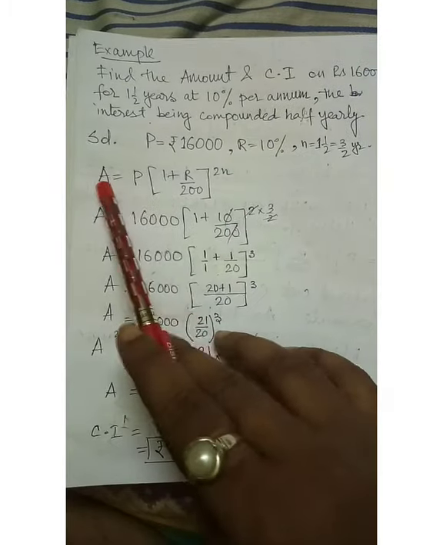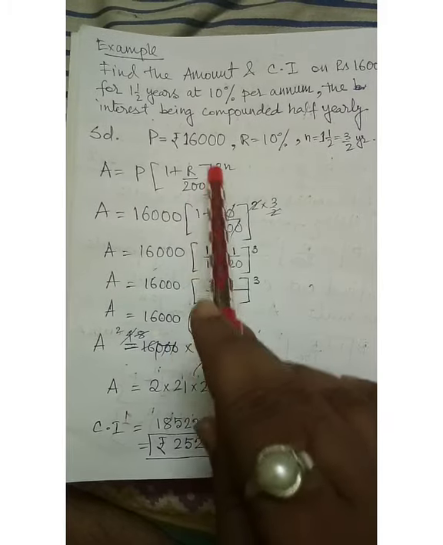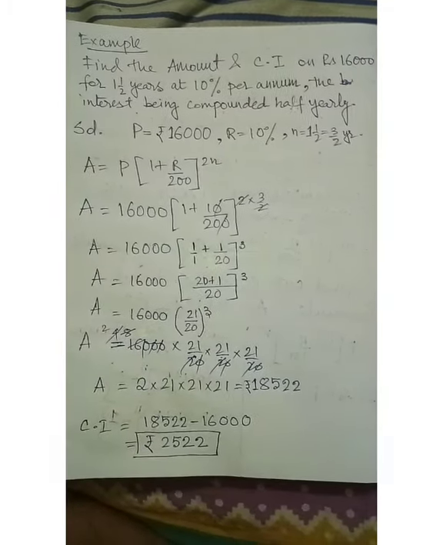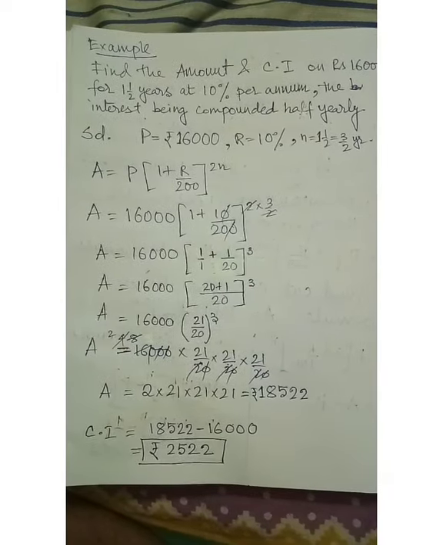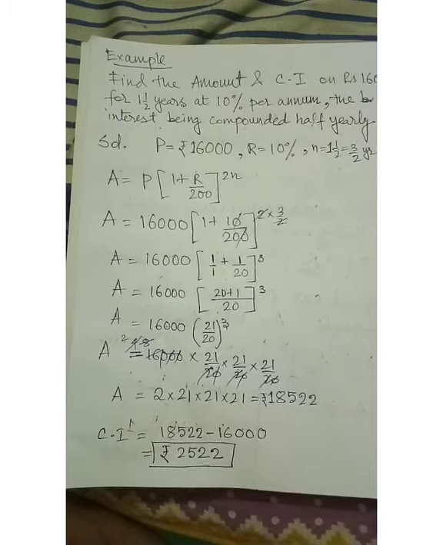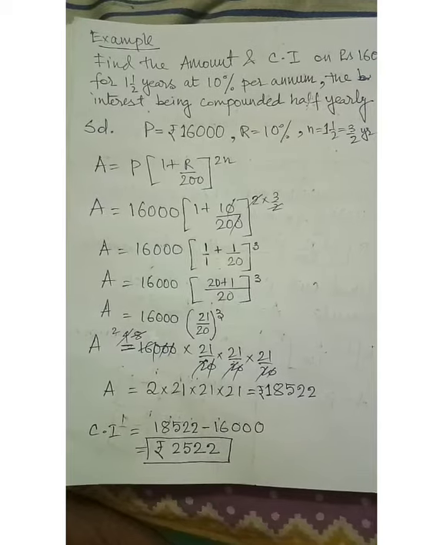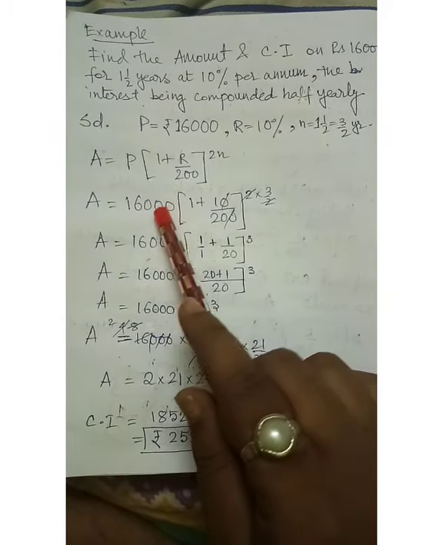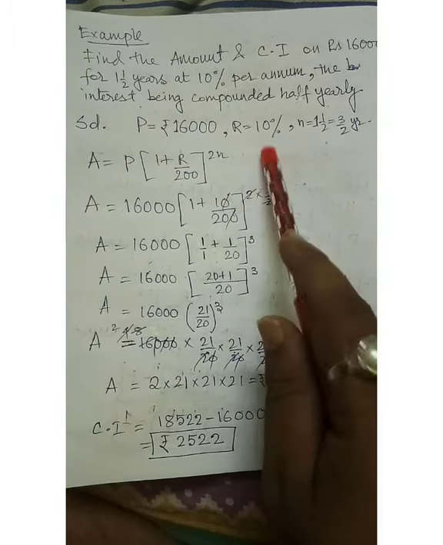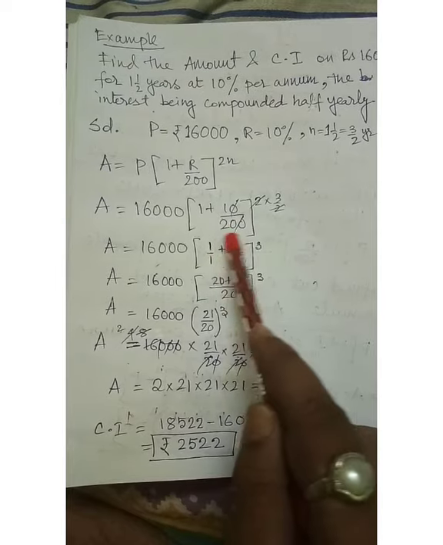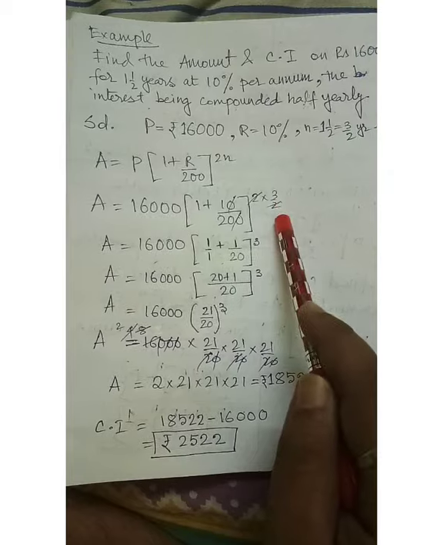See now, A equals P in bracket 1 plus R by 200 to the power n. The same formula, in the previous page I've shown you how the formula came. Now see, when you are putting the value, you have to be very cautious. P equals 16,000 written in bracket 1 plus R, which is given 10%, 10 by 200, to the power 2 into 3/2.